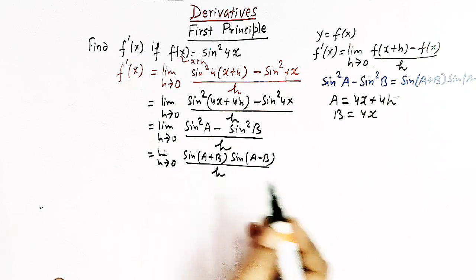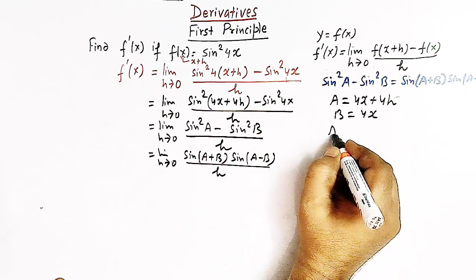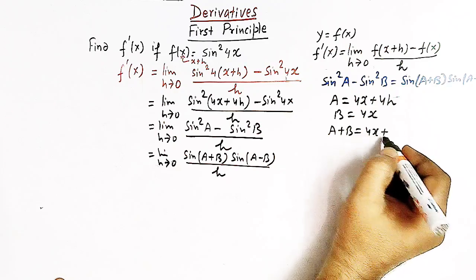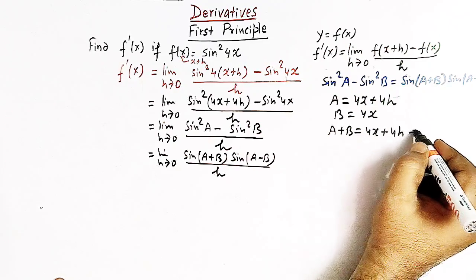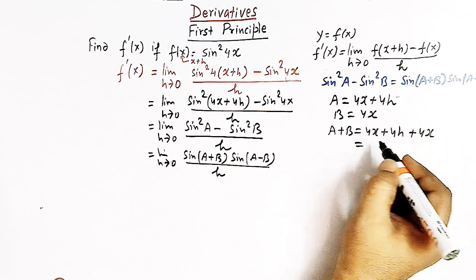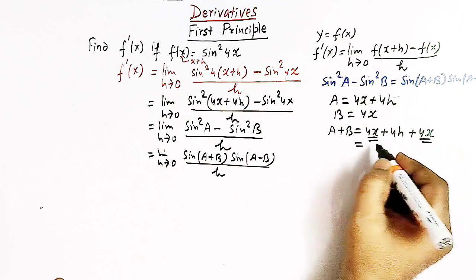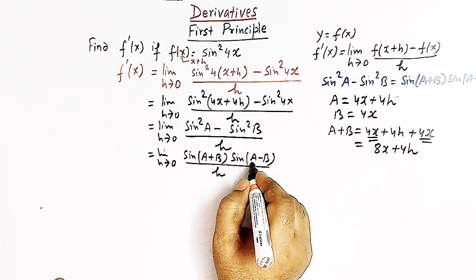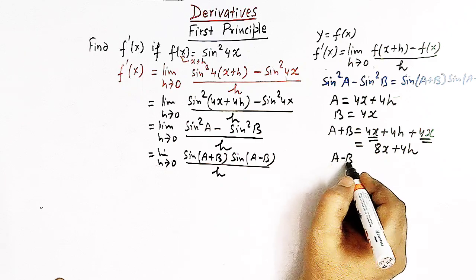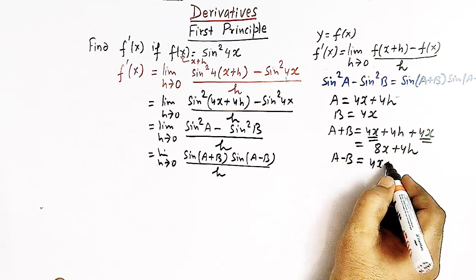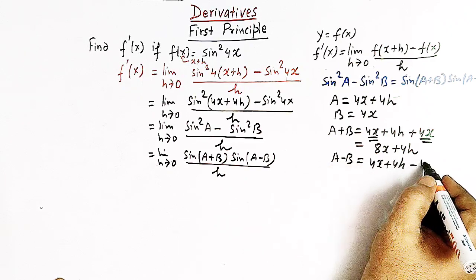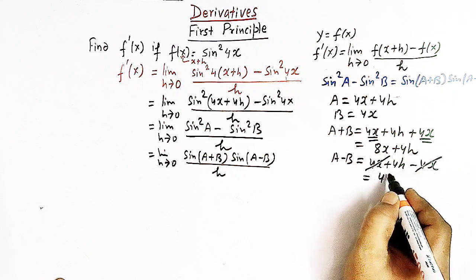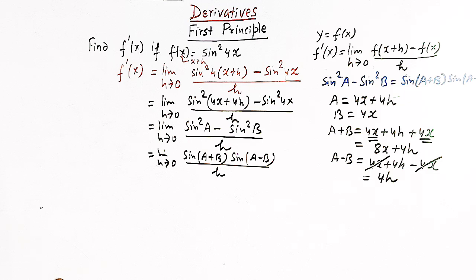So let us first find a plus b. So a plus b is 4x plus 4h plus 4x. So this is 4x plus 4x is 8x, and here we have 4h. And a minus b is given by 4x plus 4h minus 4x. These two terms get cancelled. We are left with simply 4h.